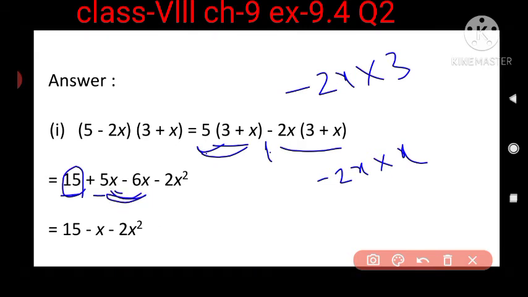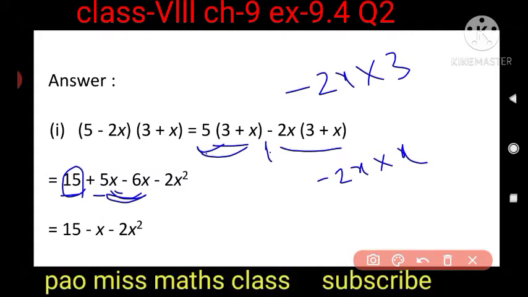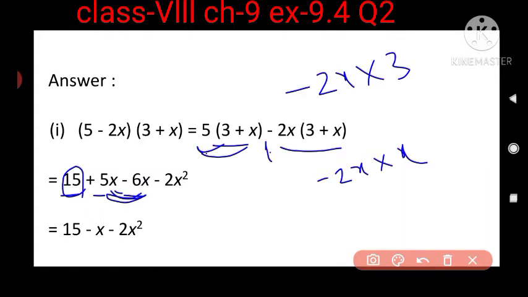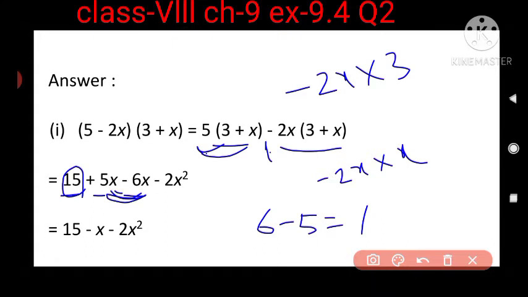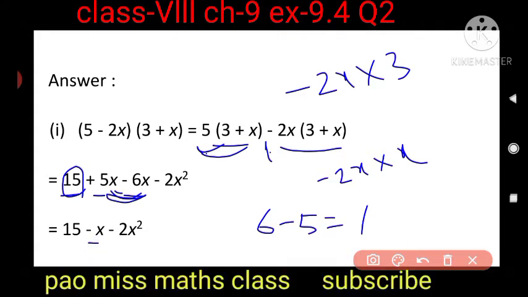Now you can see here plus and minus, we have to do minus and we have to put the sign of the greater number. Which is greater here? 6 is greater. 6 is negative, so we have to write minus. Now 6 minus 5 is what? 1. So 1, no need to write directly, we can write the variable x. Now what is the second? Second one is minus 2x square.